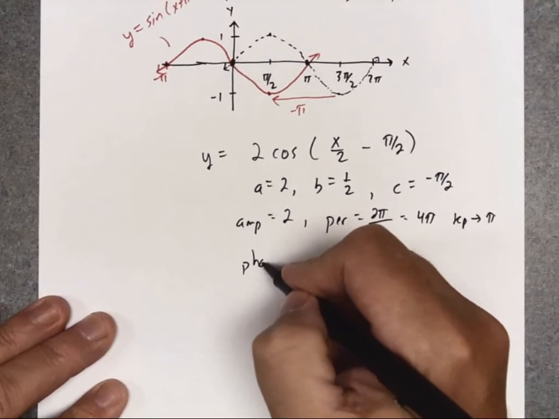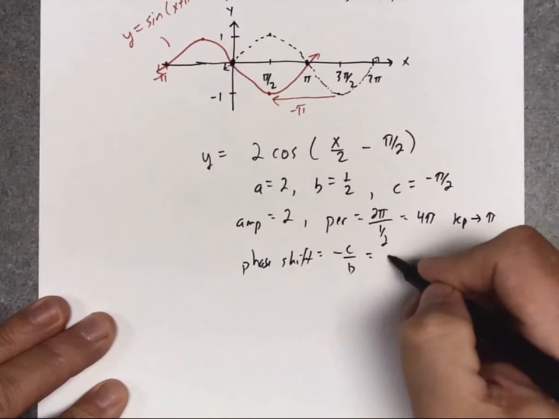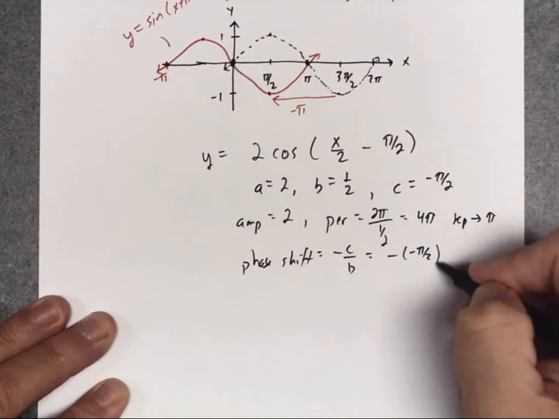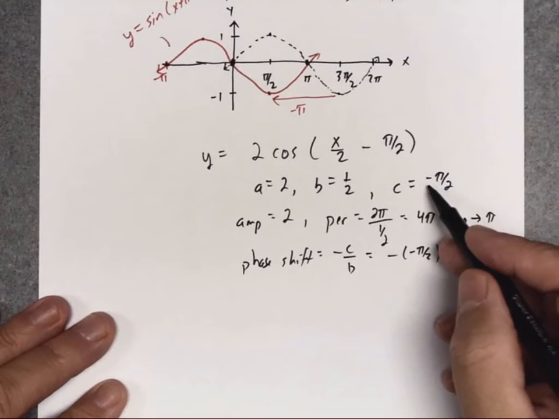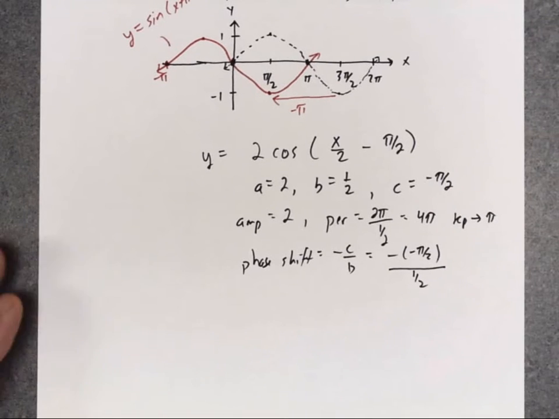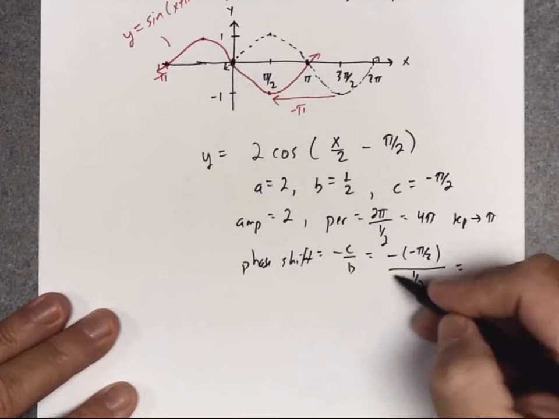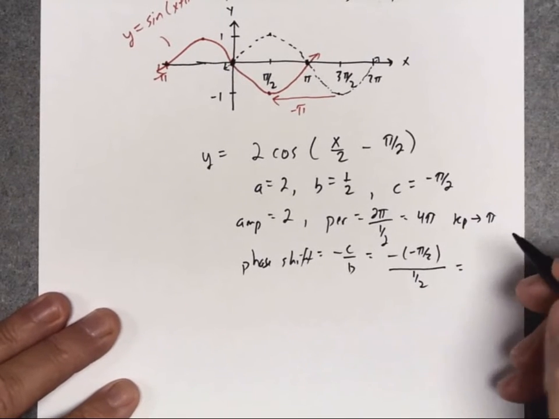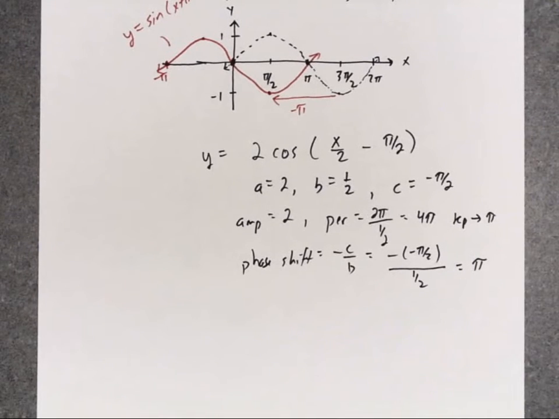And let's go ahead and calculate the phase shift, which we're going to apply last: negative C over B. So I write the negative first, then I get the C, and I see that the C is negative pi over 2, and all that over 1/2, which is B. So the negatives cancel out, and by the time you get rid of this complex fraction, you end up with just pi. So the phase shift is going to be pi, which means I'm going to move pi to the right when I'm all done.